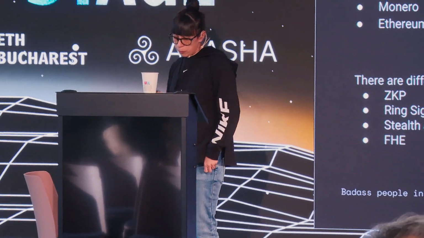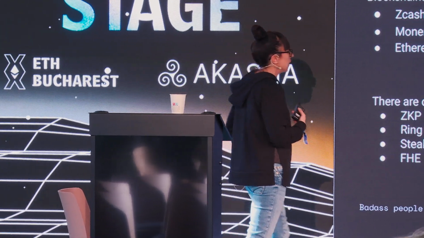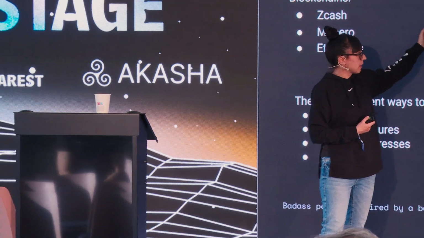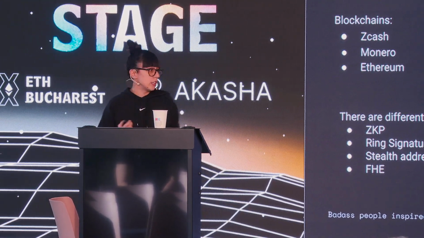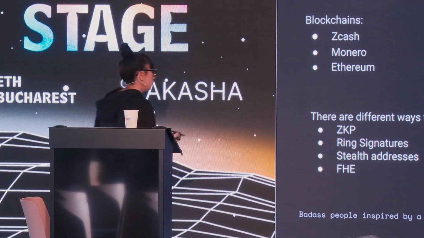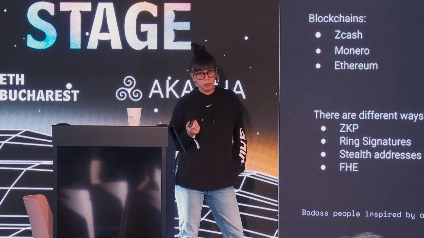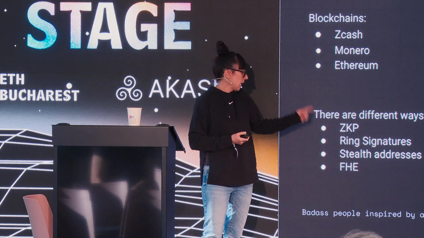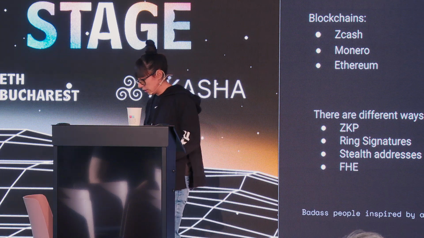When we talk about privacy of transaction, what we mean by that? We want to hide the amount of transaction, the address of recipient, and the sender address. But maybe we want to hide just one of three things. There are different ways to protect privacy of transactions, but probably the most important ones are zero-knowledge proofs, ring signatures, stealth addresses, and fully homomorphic encryptions.